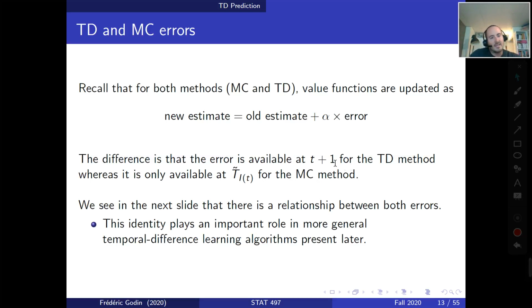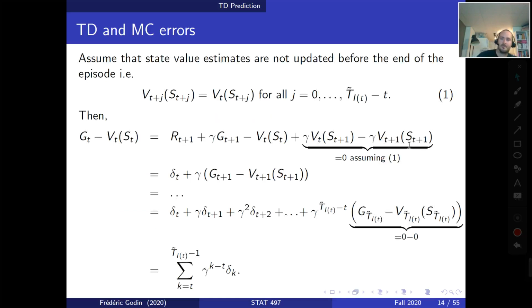Now, one might ask, is there a relationship between the errors of the Monte Carlo approach and of the TD approach? And the answer is yes, there's a relationship between them, or at least an approximate one, and this identity can play a very important role in describing the relationship between various reinforcement learning algorithms. So we're going to study this relationship next.